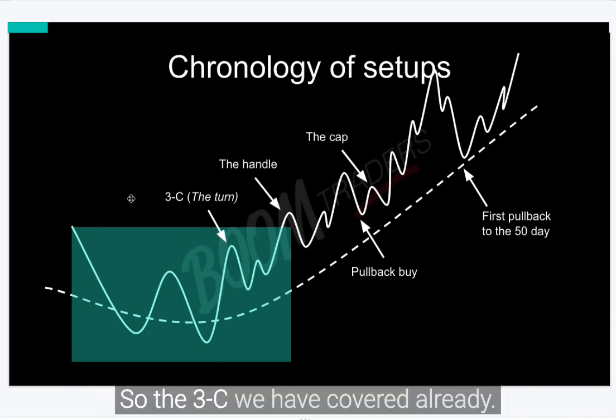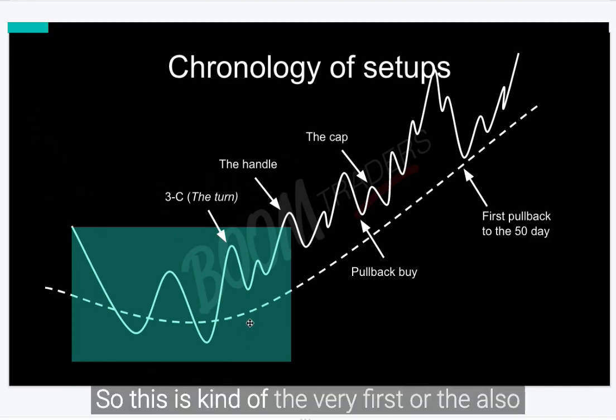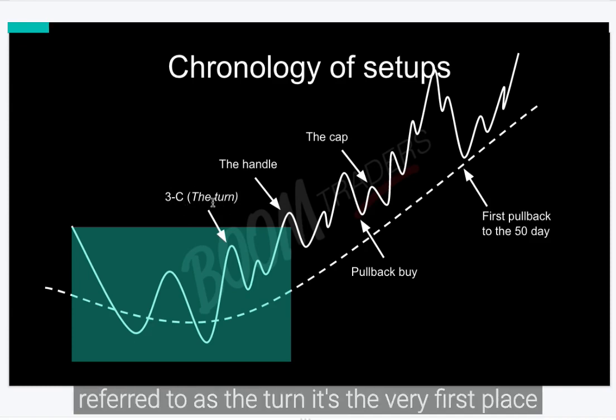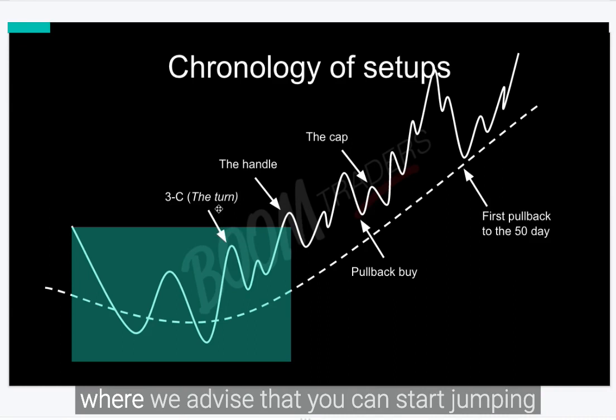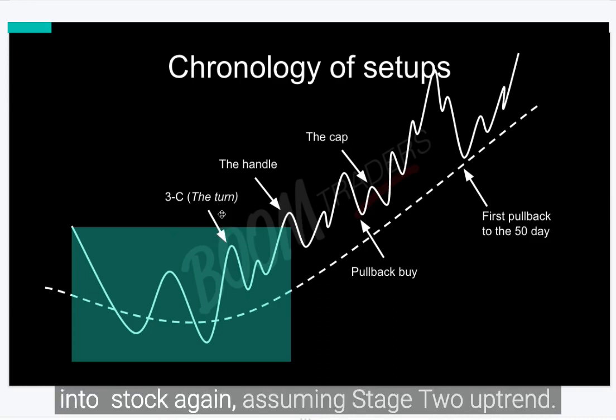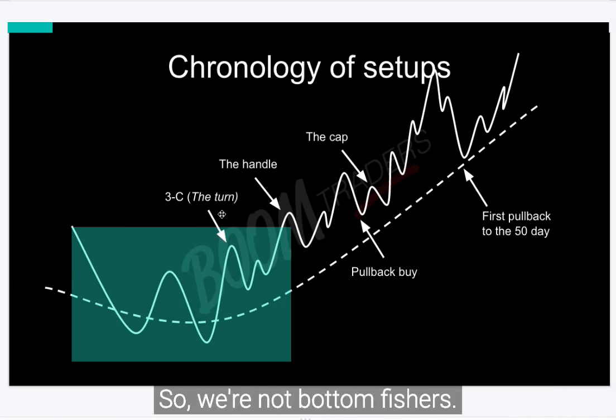So the 3C we have covered already. This is the very first setup, also referred to as the turn. It's the very first place where we advise that you can start jumping into a stock, again assuming a stage 2 uptrend. So we're not bottom fishers. We don't buy the lows. We're nearly always buying within 10 to 25% of the all-time high, or at least the 52-week high. So the 3C is the first setup.